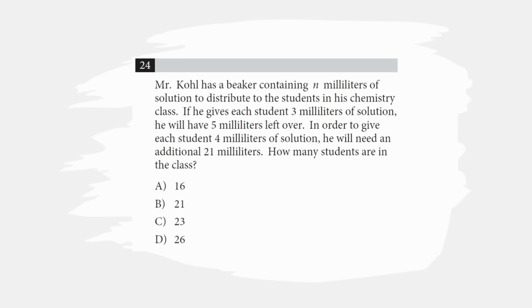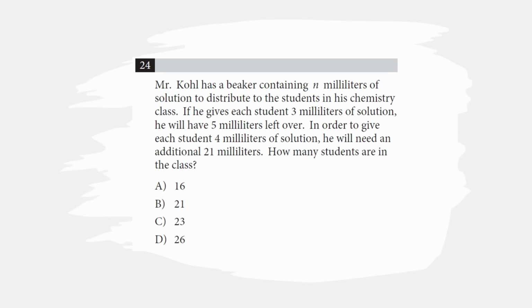Let's read this first. Mr. Cole has a beaker containing n milliliters of solution to distribute to the students in his chemistry class. If he gives each student 3 milliliters of solution, he will have 5 milliliters left over. In order to give each student 4 milliliters of solution, he will need an additional 21 milliliters. How many students are in the class?